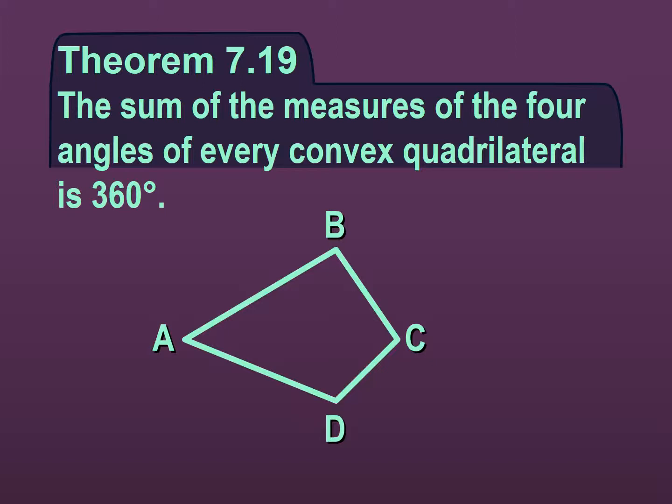Okay, so the next theorem says that the sum of the measures of the four angles of every convex quadrilateral is 360. So just like a triangle adds up to 180, the angles of a quadrilateral will always add up to 360. And the reason why is because a quadrilateral is made up of two triangles, and since a triangle has 180 and 180 is 360.